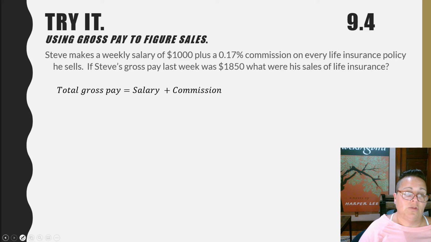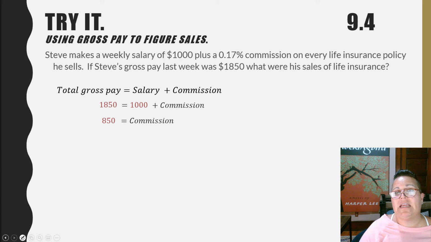So we're going to start with total gross pay is the salary plus commission. We know the gross pay was $1,850, and we know the salary was $1,000. We're going to find the commission. So gross pay is salary plus commission. We've got the gross pay of $1,850 and the salary of $1,000. I'm going to take that $1,000 off of both sides, and that tells me that $850 had to be the commission. How do we find commission?